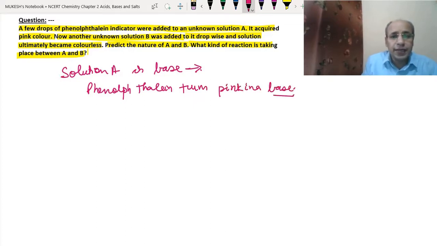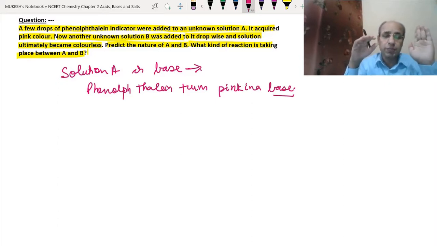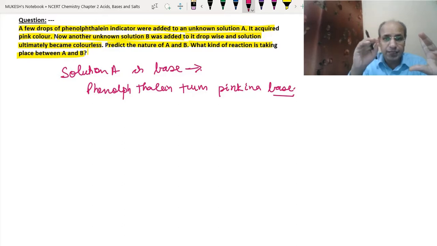Now the second thing: it acquired the pink color. Now another unknown solution B was added to it dropwise, and the solution ultimately became colorless. So what is happening here is that some kind of neutralization reaction is taking place. Whenever we want to check whether neutralization is taking place or not, first we take the required amount of base, then we put the phenolphthalein indicator, and then we add acid drop by drop. As we add the acid into the base, it starts reacting, the neutralization reaction takes place, and once the whole base is neutralized, it becomes colorless.